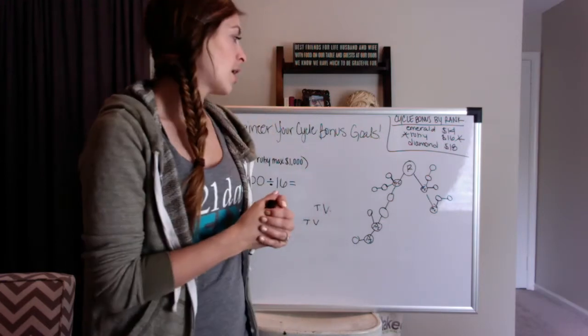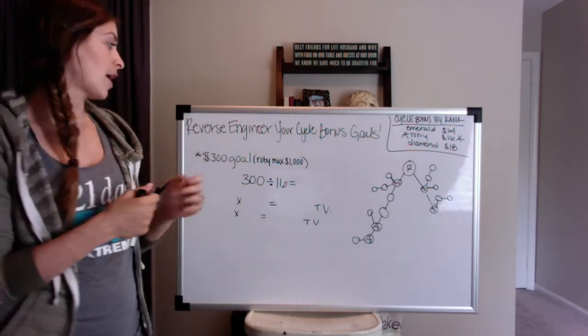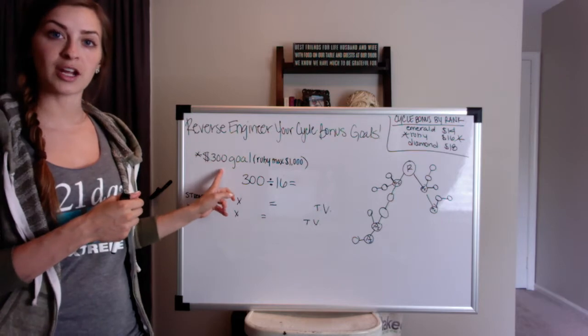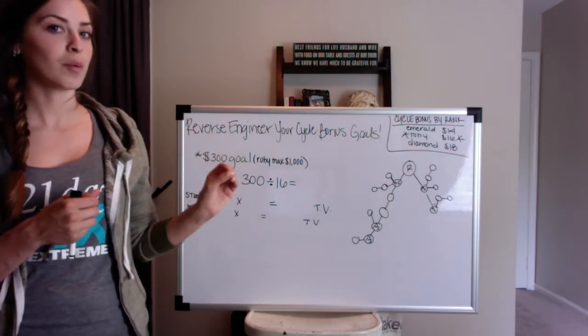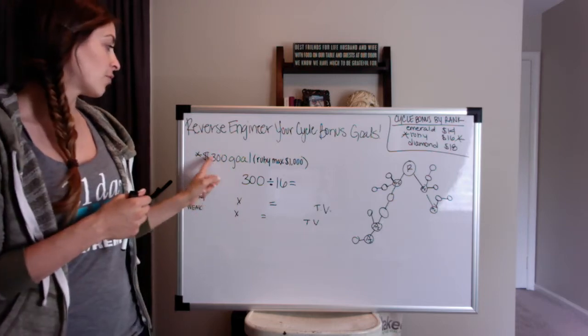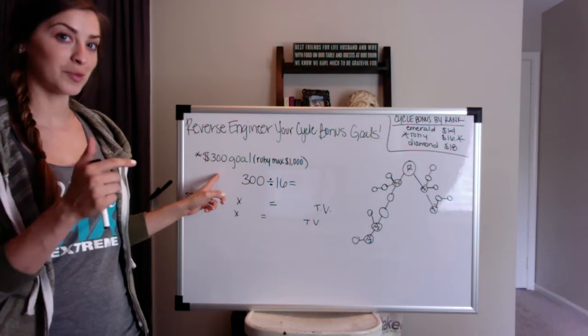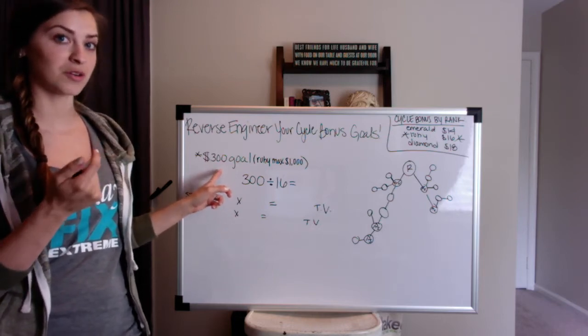Okay, so today my example is going to be $300. So I'm going to have a $300 goal written here, and we're going to break that down so that you can see exactly what would need to happen on your team for you to make that $300 a week. Now, from this number already, from the previous video, you should know exactly what rank you would need to be to make $300 a week.